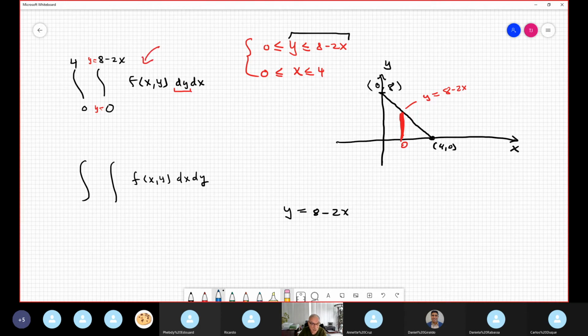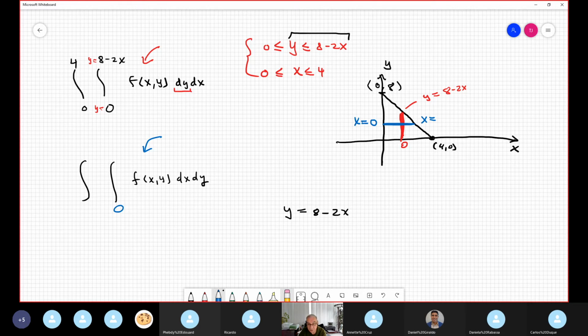I need to now create different order here. Different order is horizontal, like that. So, for x equals something to x equals something, x initial and x final. Well, it's the same value. This is 0, it's obvious, right? So the first x is 0. And the second, well, is the x value of the line.